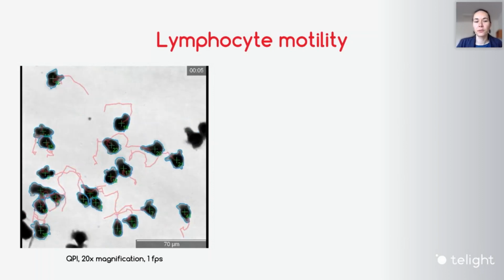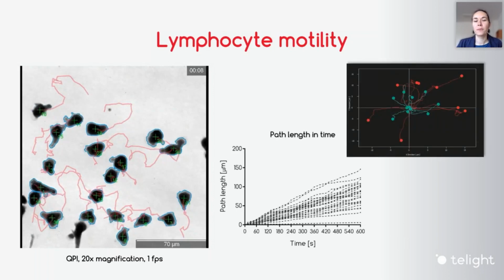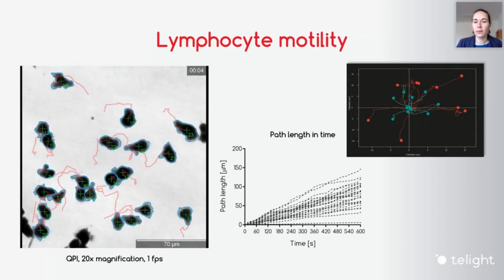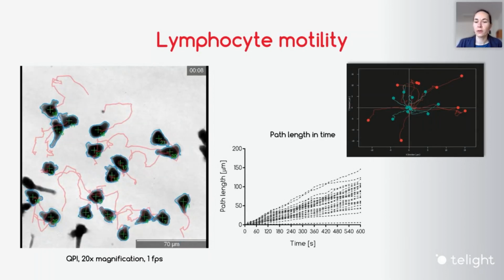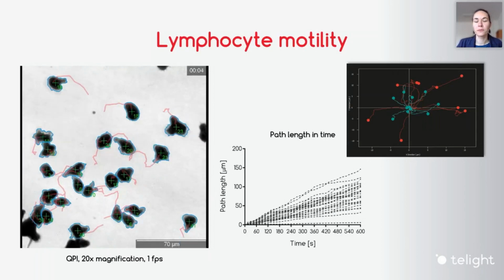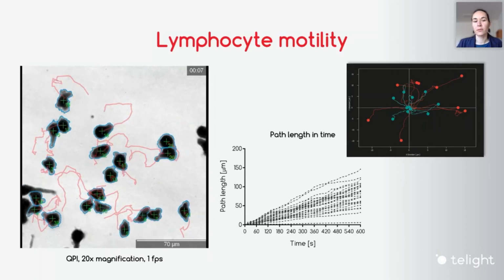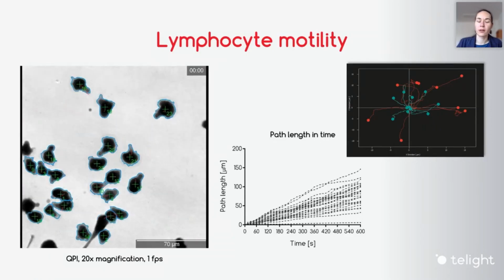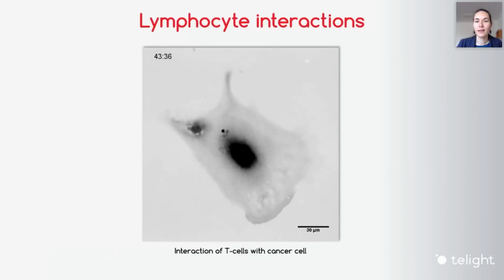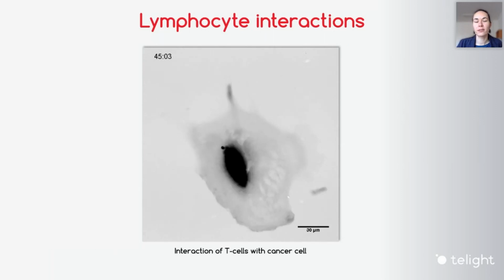So then we can study the data at a single-cell level, so we can plot the path length for each of the cells. We can also plot easily in our software the motility diagrams, and then study, for example, less motile or more motile cells. Lymphocytes are important because they interact with the target cells, with the cancer cells. There are a lot of studies on this topic nowadays.